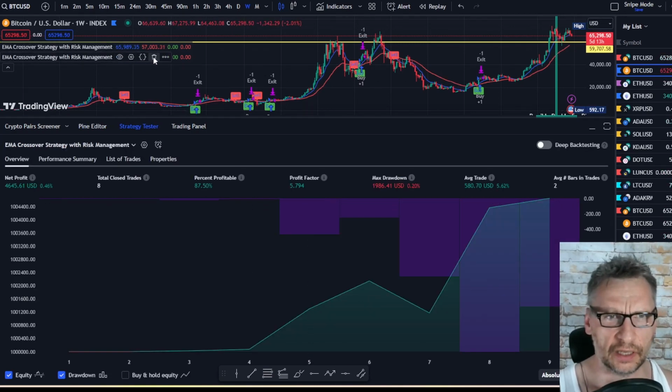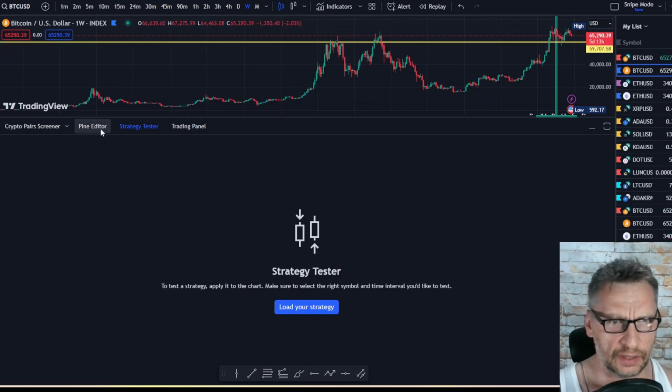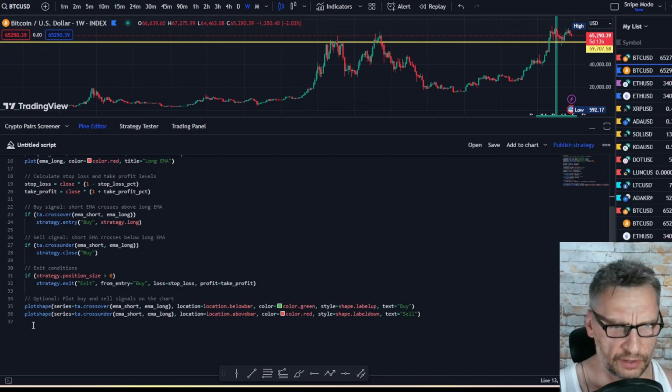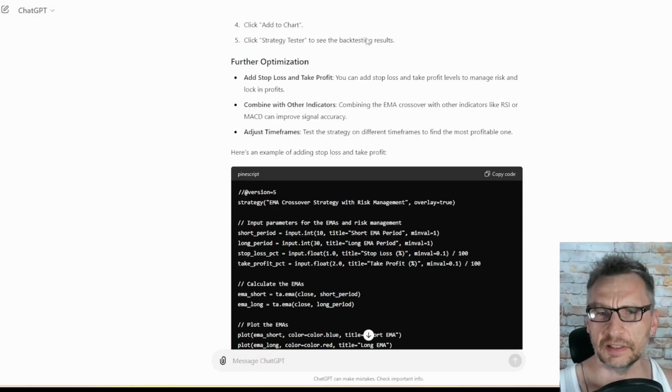But basically, if I was adding, let's add a new script so you can see how that takes place. We're going to delete this here. Let's scrap it. Pine editor. Let's clear this for the upcoming fun. And let's set new parameters. So the suggestion here was combining the EMA crossover with other indicators like the RSI or MACD. So let's add the MACD to this one.